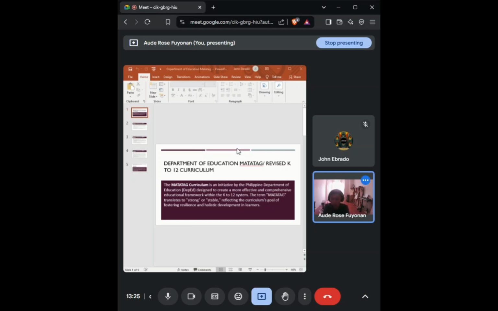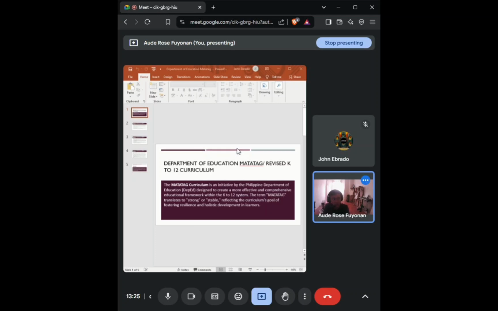With also the help of the teachers as well. So the individual needs of the students will be met, and it creates a standard system. So the implementation of the K to 12 curriculum started, I think, last year, 2024 and 2025.